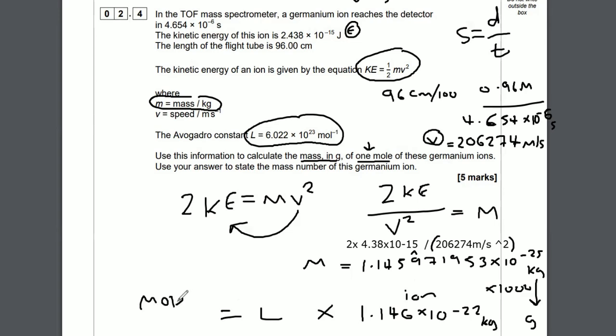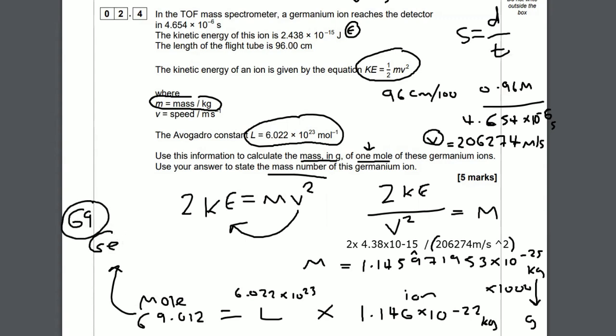Now that was for an ion. I want to know for a whole mole. Now a whole mole is made up of 6.022 times 10 to the 23 ions. So I'm timesing it by L, which is 6.022 times 10 to the 23. And that's going to give me the mass in grams of a mole, and the mass in grams of 1 mole is equal to 69.012. Now they asked us for the mass number of germanium, so I need to round that to a whole number, an integer, so it's 69. So the answer here for the full 5 marks, bosh, 69.